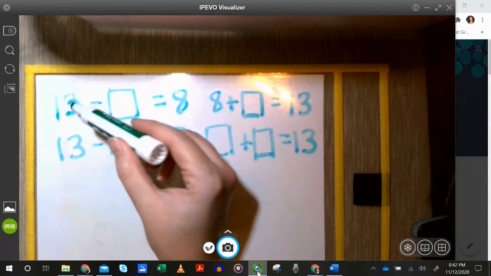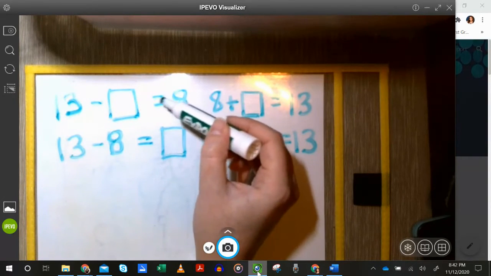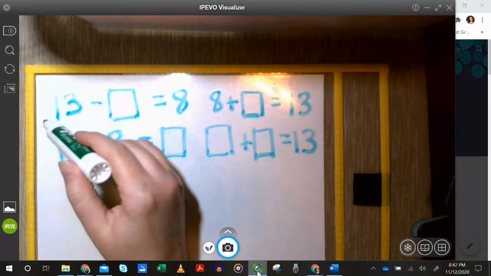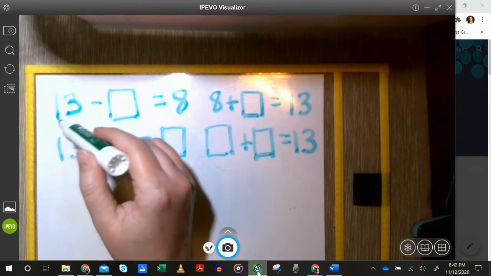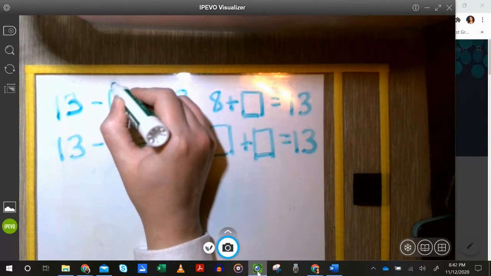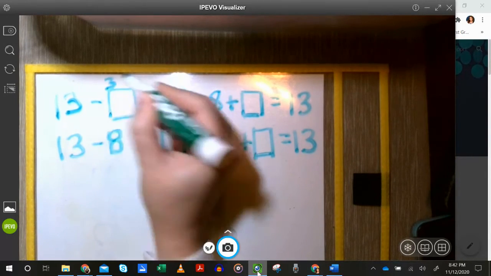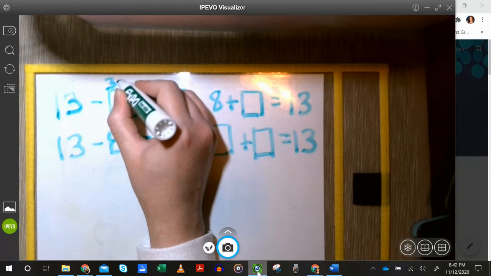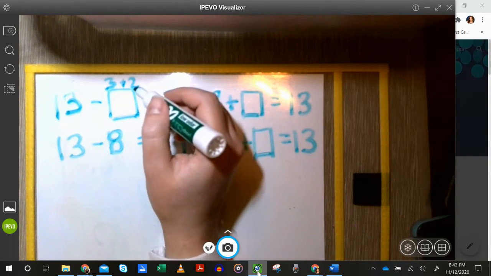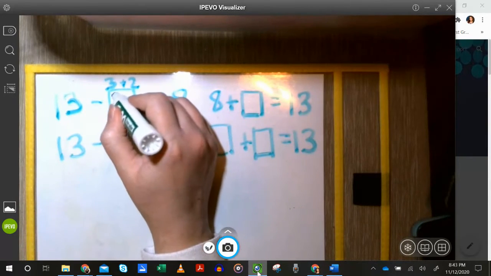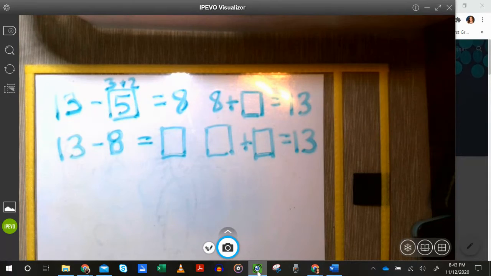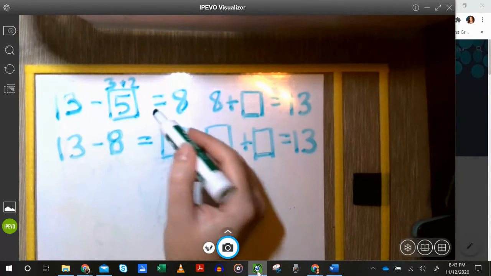Okay, so if I'm going to do 13 minus something equals 8, I'm at 13 and I want to get down to 8. Well, since I know 13 means a group of 10 and 3 more, I can take away 3 to get down to 10. And then I would still need to take away another 2 to get down to 8. So how many did I take away altogether? I took away 5. Okay, so 13 minus 5 equals 8.